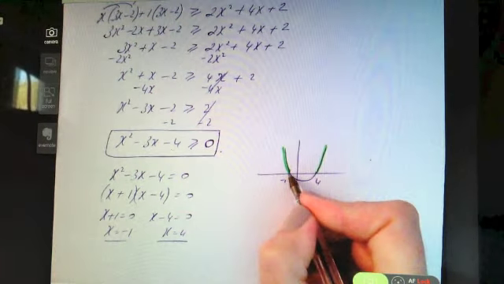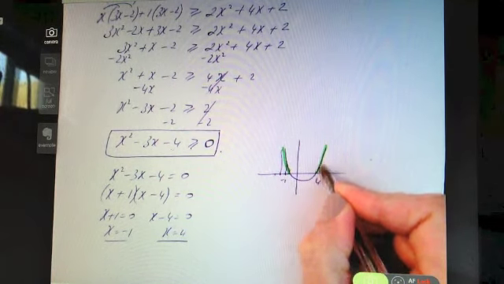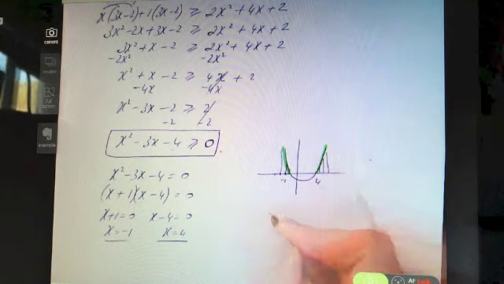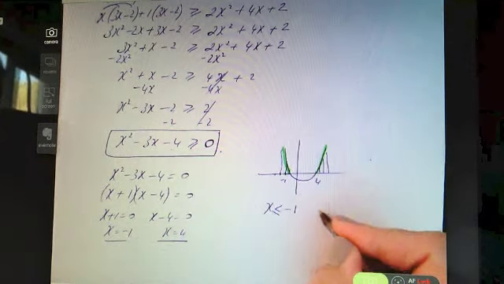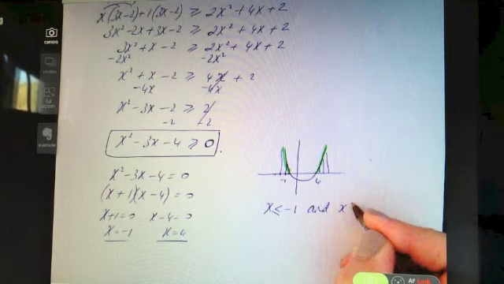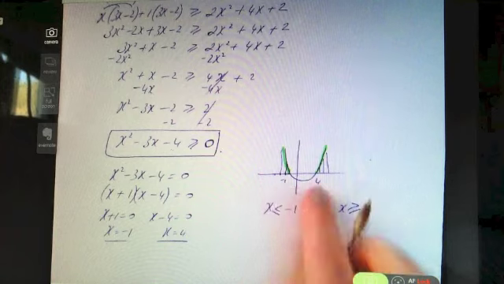And therefore, it's going to be these values beyond minus 1 and 4, so less than or equal to minus 1, follow the lead from the question, and greater than or equal to 4, that's beyond the values minus 1 and 4.